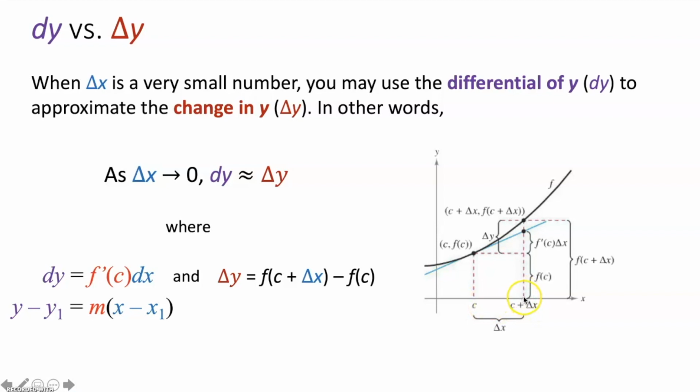And think about this. As delta x, this change in x, gets smaller and smaller and smaller, this point right here on our graph gets closer and closer and closer to our point of tangency, and this point on our tangent line gets closer and closer and closer to our point of tangency. And notice that the difference between these 2 points becomes almost negligible as delta x approaches 0. That's why we're allowed to use dy to approximate delta y as delta x approaches 0.